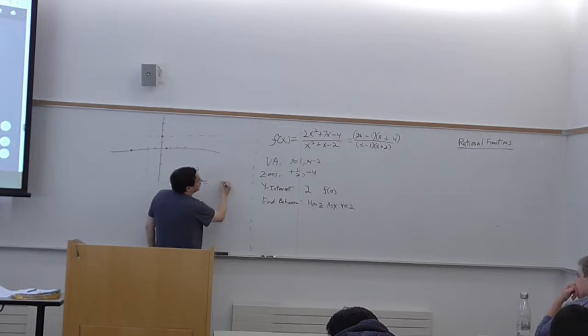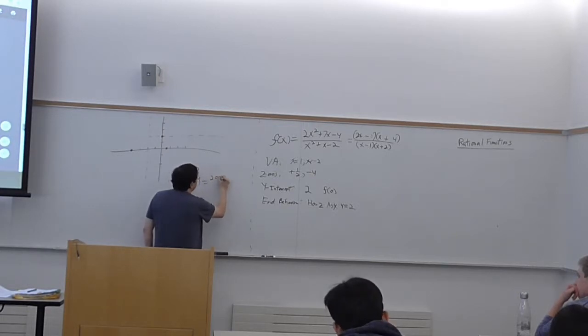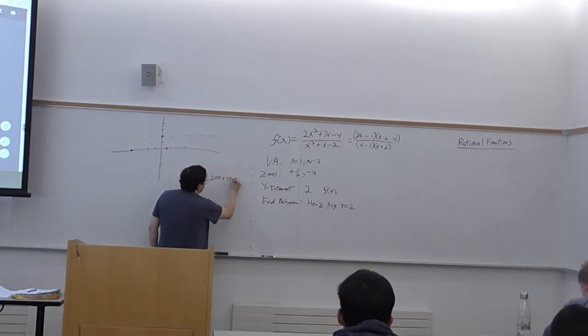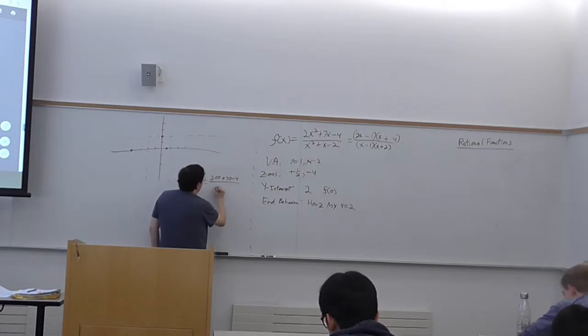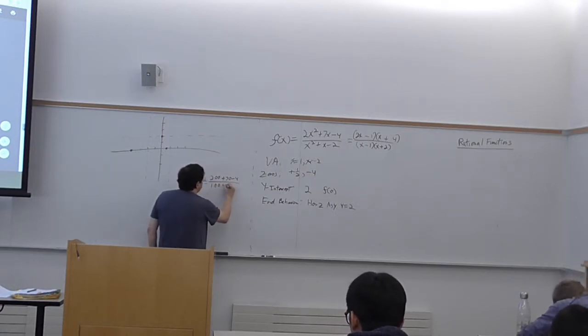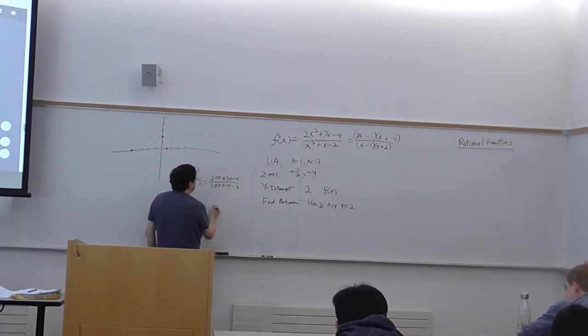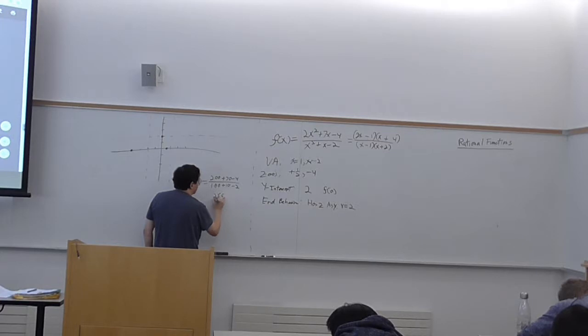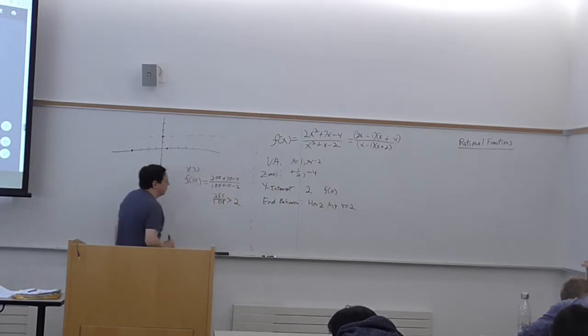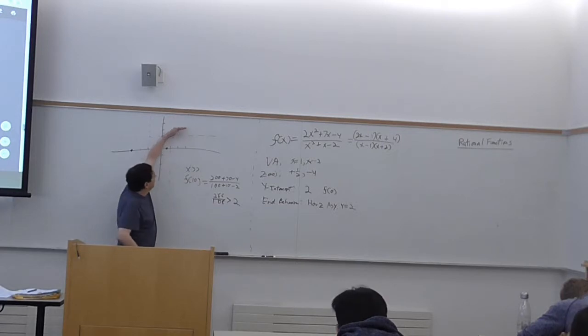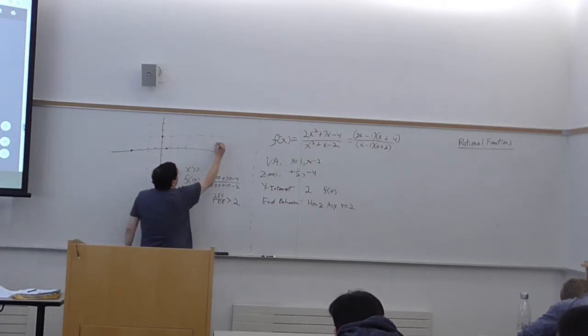That would be 2 times 10 squared, 200, plus 70 minus 4, over 100 plus 10 minus 2. That's 266 over 108. Okay. Well, that's greater than 2, isn't it? So that tells me it's coming down to this asymptote from above.